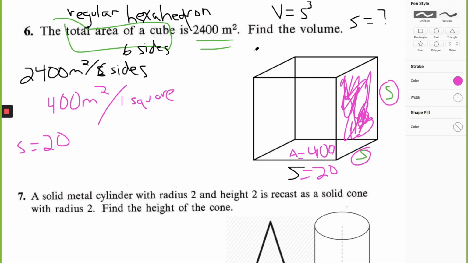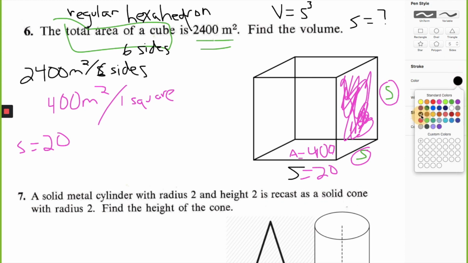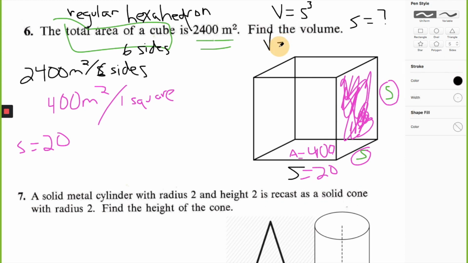Okay, so that's going to get us to volume. Finally, we can get to volume up here, and volume is going to equal 20 to the third power, which is 8,000. So we got 8,000 cubic meters. That is our answer to 6.